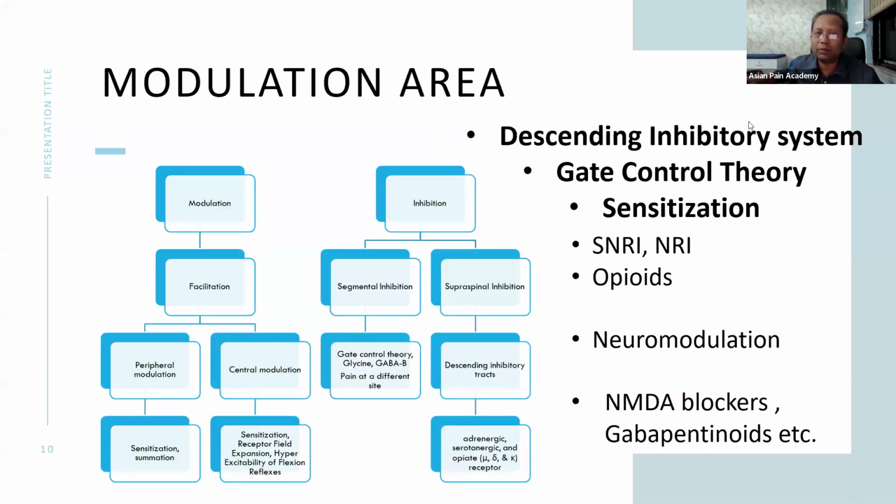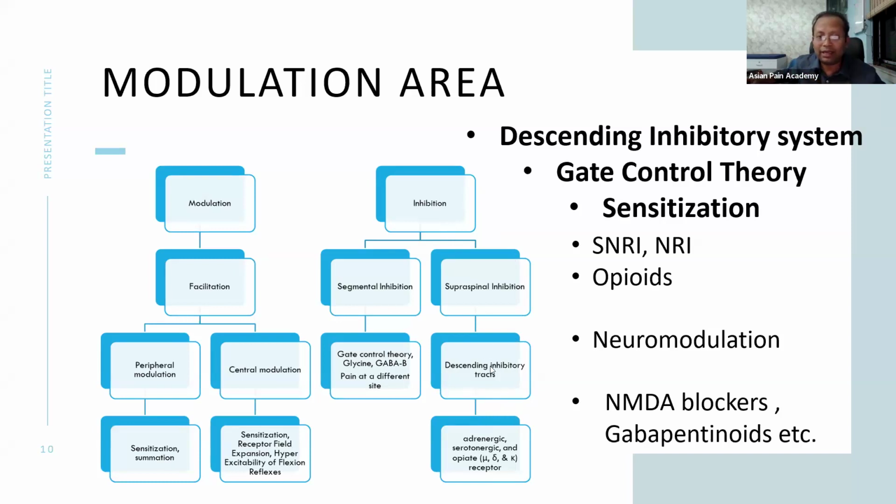Modulation area. Now let us remember the modulation area. Here, as you understand, this is the inhibitory part. This is normal in our body. It is always trying to inhibit the pain signals. So we can make some use of this inhibition modulation area. How? If we strengthen the inhibitory pathway, that will decrease the ultimate pain signal, and the patient will get less pain.